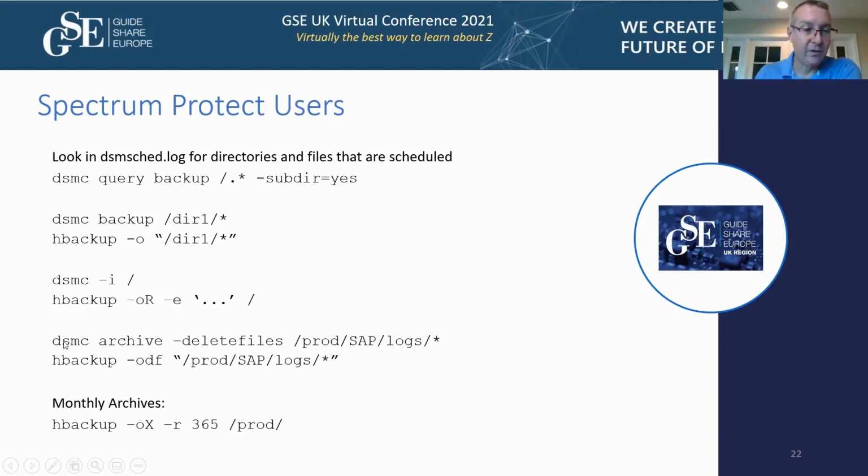The archive, here's the DSMC archive with delete files of that. That's equivalent to -O, -D, and -F for a force. So this does have a default retain days of 365, so it'll keep any backups it takes here for 365. But you could add the -R to give it 5 years or however many days you want.